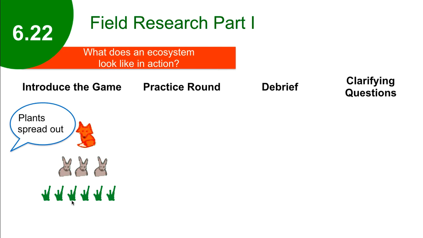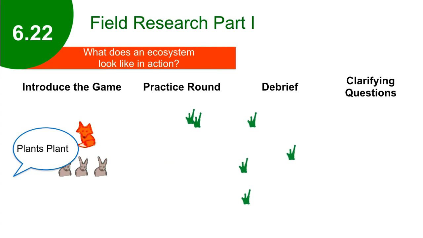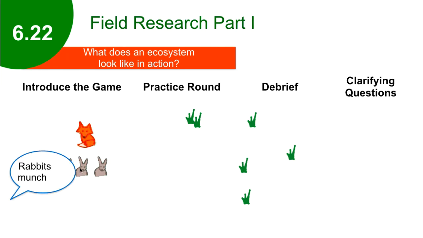The first step is that the teacher yells out, "Plants spread out!" And the seeds blow randomly around the play area until the teacher yells out, "Plants plant!" And they sit down in that spot, and they stay there all game. Then they yell, "Rabbits munch!" And the rabbits try to find a plant to sit under for shelter and to eat for food.